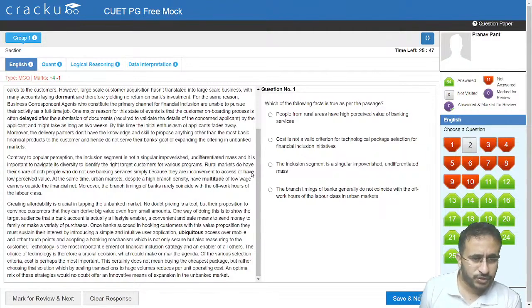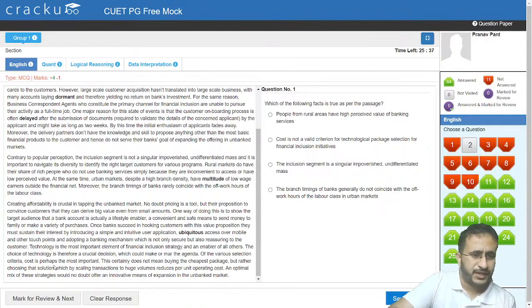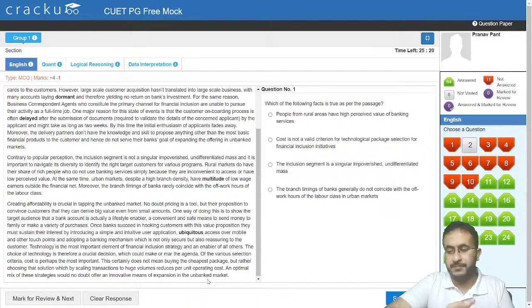Okay, technology is the most important element of financial inclusion strategy and enabler of all others. The choice of tech is therefore a crucial decision which could make or mar the agenda. Of the various selection criteria, cost is perhaps the most important. This certainly does not mean buying the cheapest package, but rather choosing that solution which, by scaling transactions to huge volumes, reduces per unit operating cost. An optimal mix of these strategies would no doubt offer an innovative means of expansion in the unbanked market.